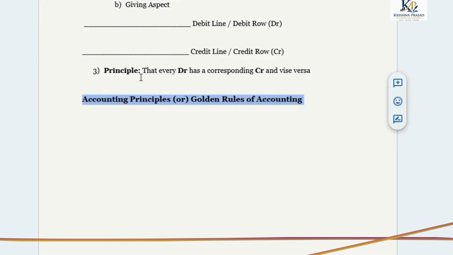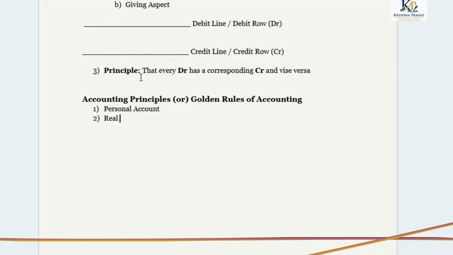Accounting principles are golden rules of accounting. So this accounting principles is divided into 3 accounts. Each account has 2 principles, because there are 2 lines, the debit line and the credit line. So the 3 accounts are personal account, real account and nominal account. And each account will have 2 principles. One principle is for debit and one principle is for credit.